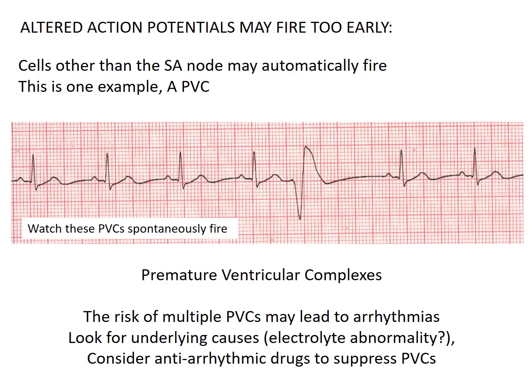The individual who's having multiple PVCs, and particularly PVCs with different morphologies, that might be problematic and that might lead to cardiac arrhythmia. Again, just like in an arrhythmia, if you see an individual having multiple PVCs and multiple morphologies of the PVCs, look for underlying causes such as electrolyte abnormalities. And in some individuals, they may need to be placed on an antiarrhythmic drug to suppress the firing of those PVCs.